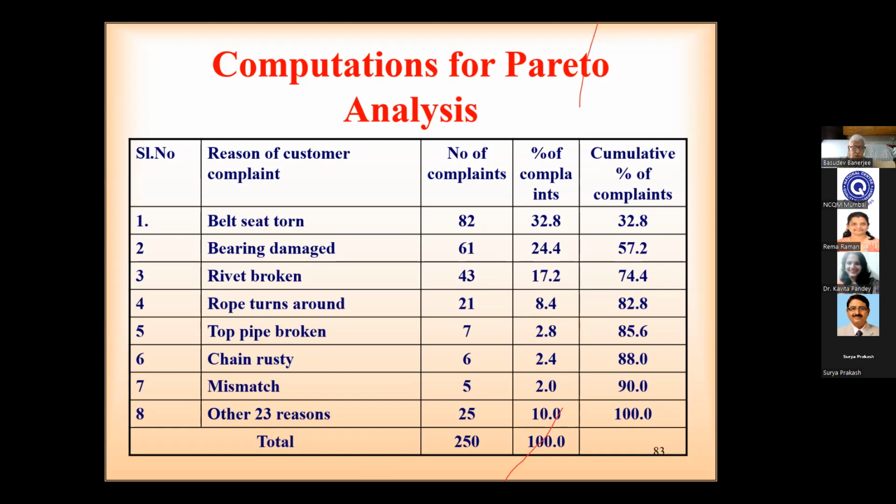Which one do you plot? You said percentage of complaint. Percentage of complaint, yes. Any other view? That is the reason on the x-axis, and then on the y-axis percentage of complaints of that reason. Any other view? No, sir. I also will go for percentage of complaints only. Any other view? I'm asking.